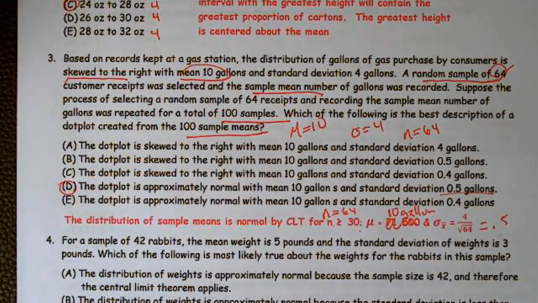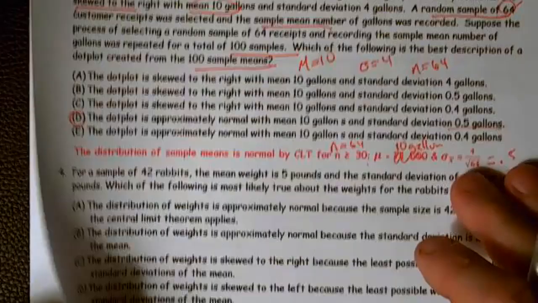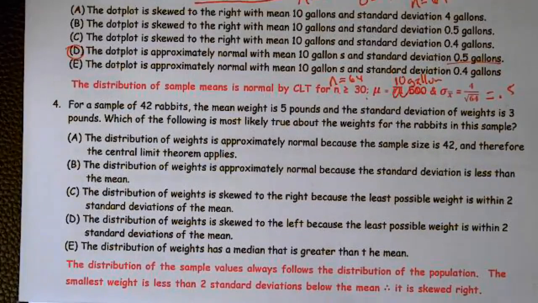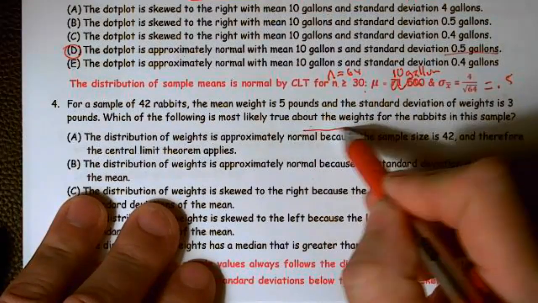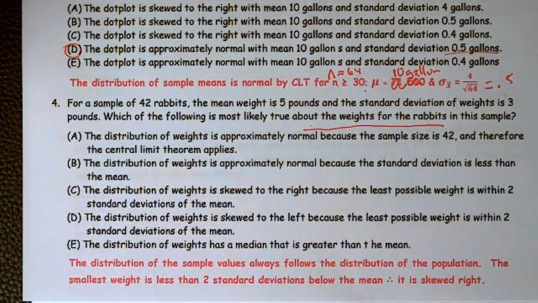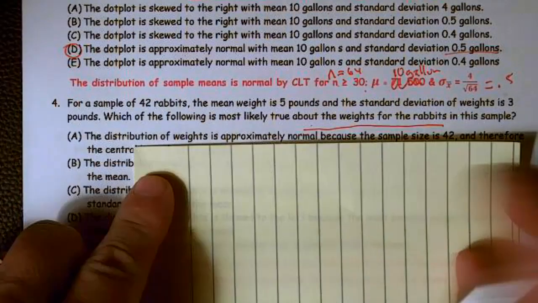All right. Number 4 may be the most missed problem on this test. For a random sample of 42 rabbits with a mean weight of 5 pounds and a standard deviation of 3, which of the following is most likely true about the weights for the rabbits in the sample? All right, so let's talk about this distribution and decide what it is. And by the way, this says true about the weights. This is not talking about the distribution of the means. Nowhere does it mention distribution of means, distribution of x bar. So we need to talk about the distribution of rabbit weights.